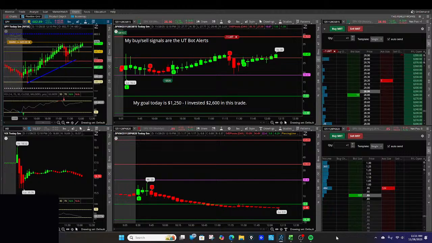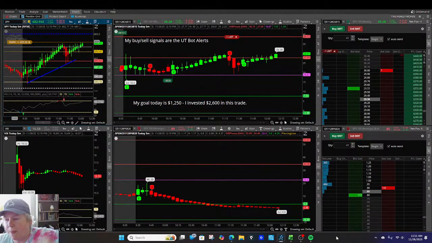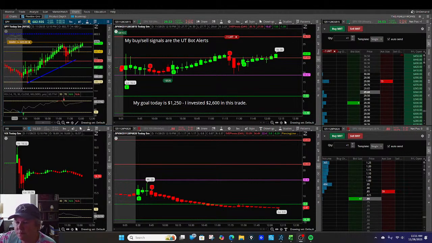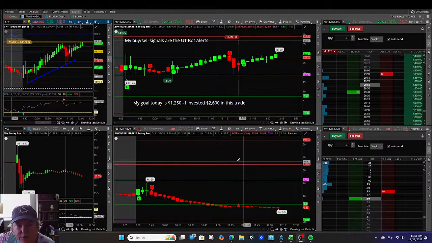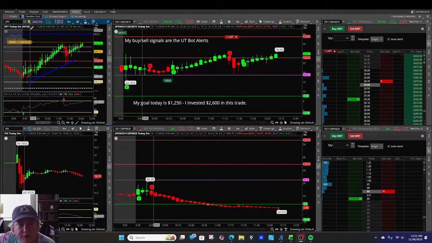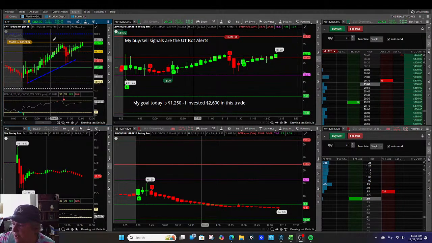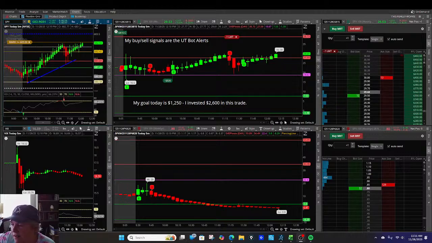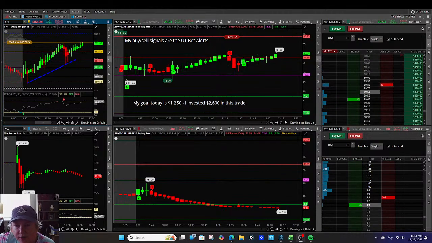Okay, let's listen for an alarm. Right now, waiting for an alarm to go off on the SPY when it hits 683. Round numbers are an indication that something's either going to go up or down.